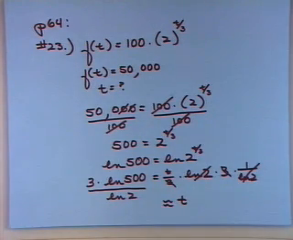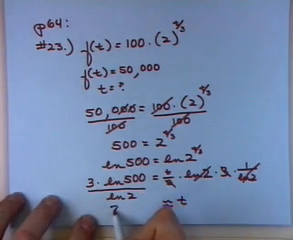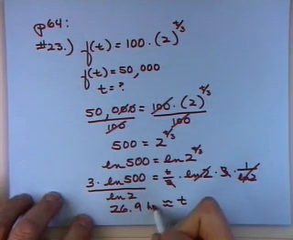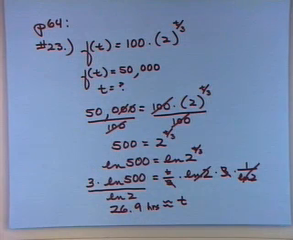Somebody's got your calculator moving and shaking. What is 3 times the natural log of 500? Take that result, divide it by the natural log of 2. 26.897. And that's hours, right? Wasn't it 3 hours?